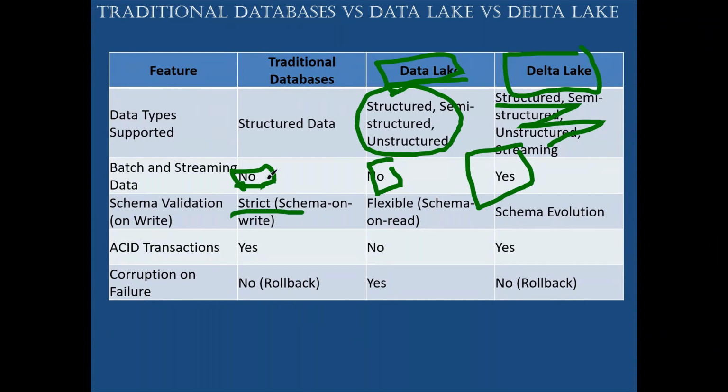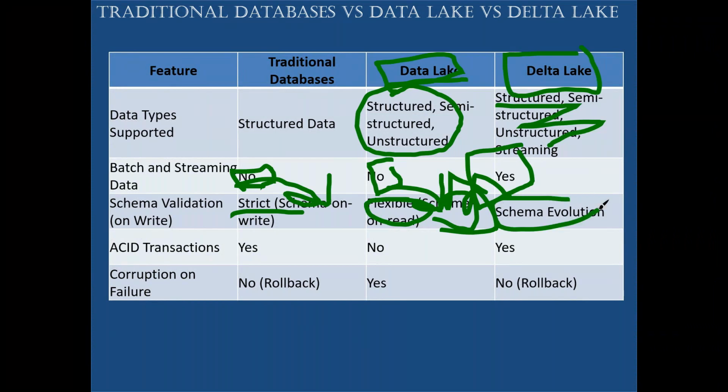Schema validation: at the time of writing, you have to write data exactly matching the table. But here you don't have any such constraint. You can save the files, and from the files you can create a table. If you want to change the table schema, you can change it at any time. Schema evolution, so in Delta Lake you can change the schema. If you don't want to change the schema, you can keep the existing schema.